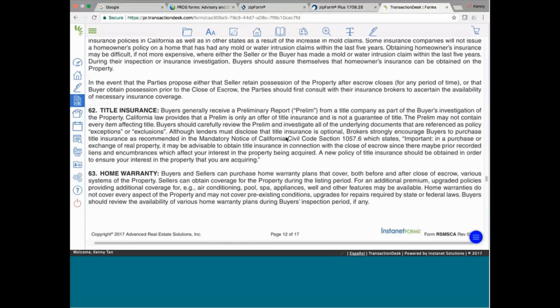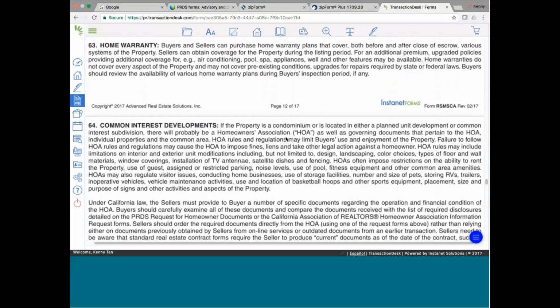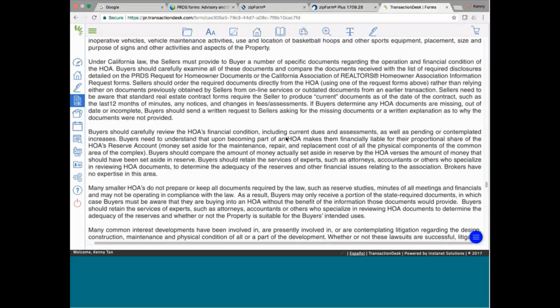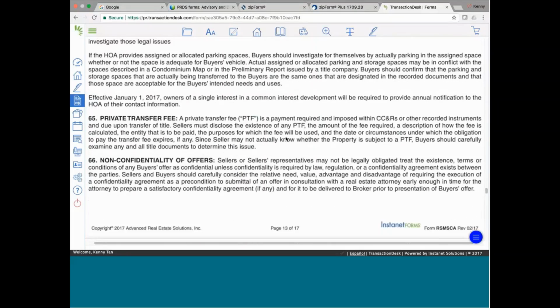Title insurance. We won't cover that. Home warranty, common interest development, it's all covered in the other sections. Private transfer fee. I haven't come across it for a property, or maybe once or twice, private transfer fee. This is actually imposed by the CC&R. It's not by the government.